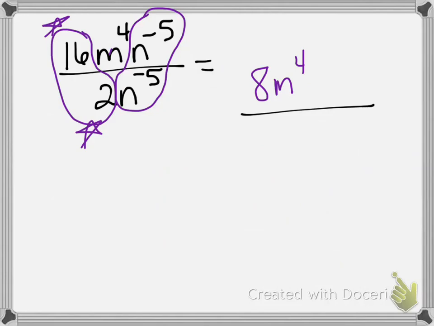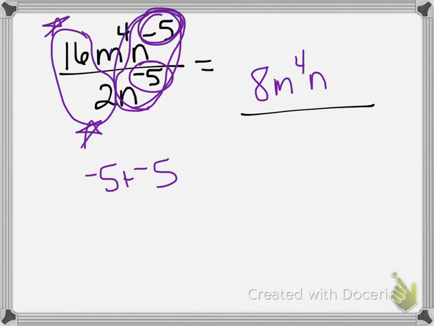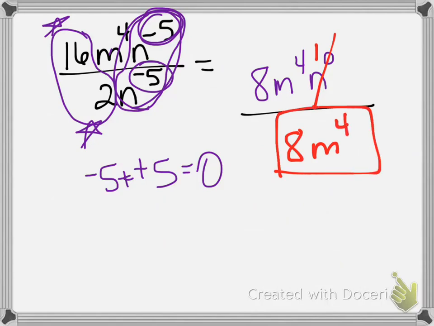But n to the negative 5th divided by n to the negative 5th. Well, I keep the base, and I take negative 5 minus negative 5. Two negatives become positive, and that's 0. Negative 5 plus 5 is n to the 0. So we talked about in one of the rules, anything to the 0 power is 1. So this is 8m to the 4th times 1, but we don't need the 1 to be written, so we just write it as 8m to the 4th.